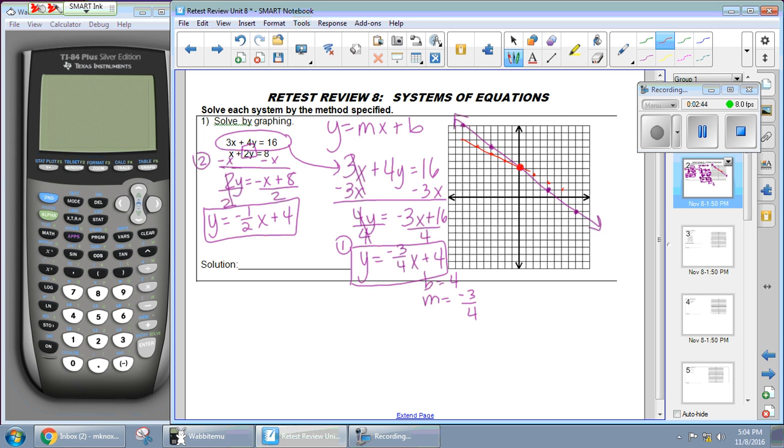Now I'm going to connect these. The solution to solve this is where they overlap. They overlap right here on the y-axis. So my solution for this is 0, 4. You need to have shown both equations being put in y equals mx plus b format and the graph. You will need to do this for your test as well.